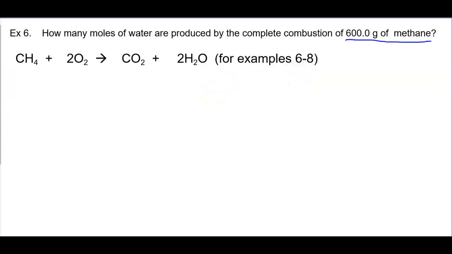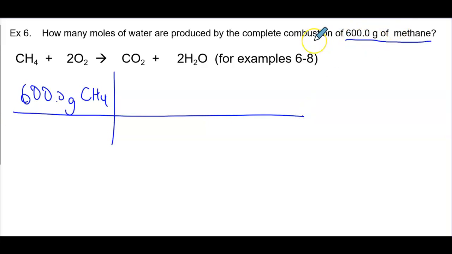So similar to before, we're going to start with our given. A number, unit, and a formula. Again, number, unit, and formula must be present to do anything. Now, we can only get rid of grams by using the periodic table. What I've taught you so far with stoichiometry is that the only way to get rid of grams is to use the periodic table. So we're going to do CH4 here, and we're going to calculate.